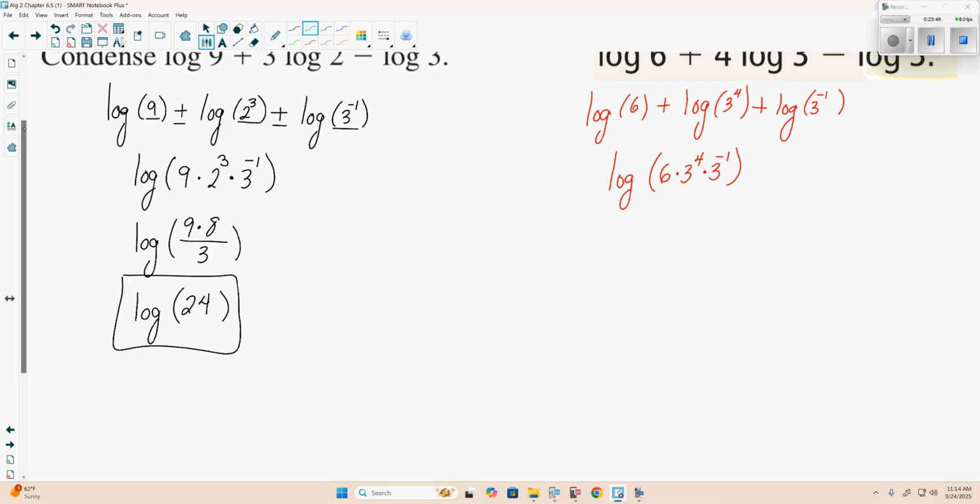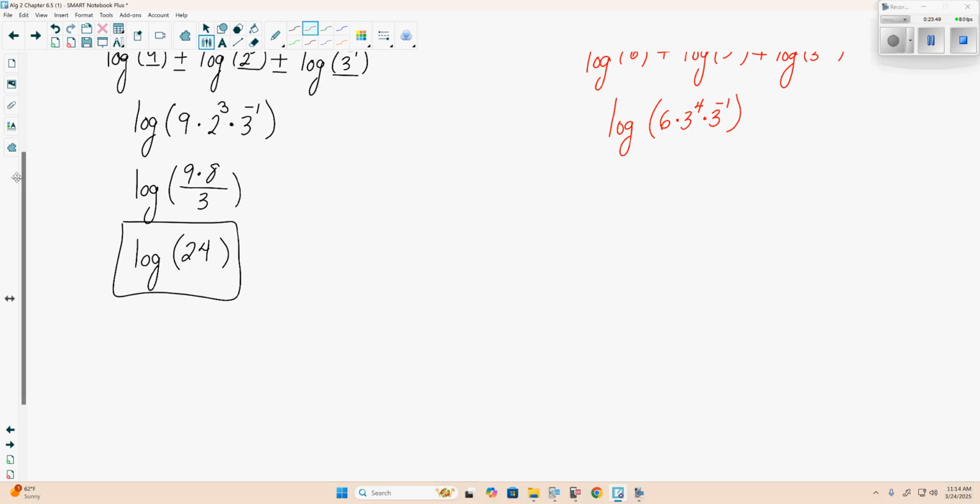Now, at this point, there are different ways we could simplify it. One, since what's inside this log, 6, 3 to the 4th, 3 to the negative 1, are all numbers, the calculator will simplify that for us. If we fixed the 3 to the negative first exponent by moving it to the bottom of the fraction and simplifying what's on top, our 3 to the 4th is going to be 81. And this is what? 27? 2. 162.